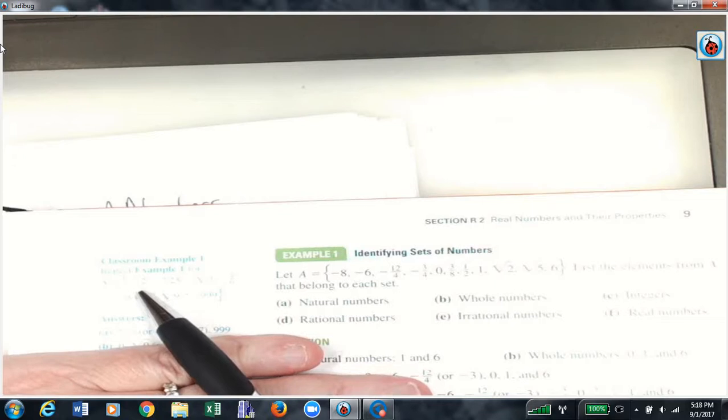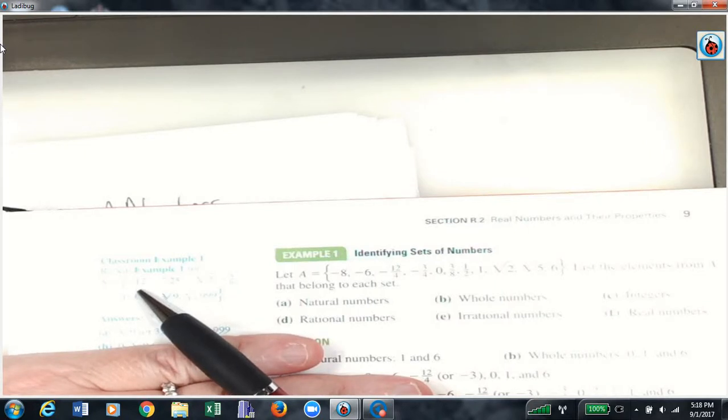Is it a whole number? No, because the whole numbers are 0, 1, 2, 3, 4, 5, 6, 7, and on. Is that an integer? Yes. Okay, it is an integer. So is it a rational number? Yes, because I can write it as a fraction. I can write it as negative 12 over 1, couldn't I?